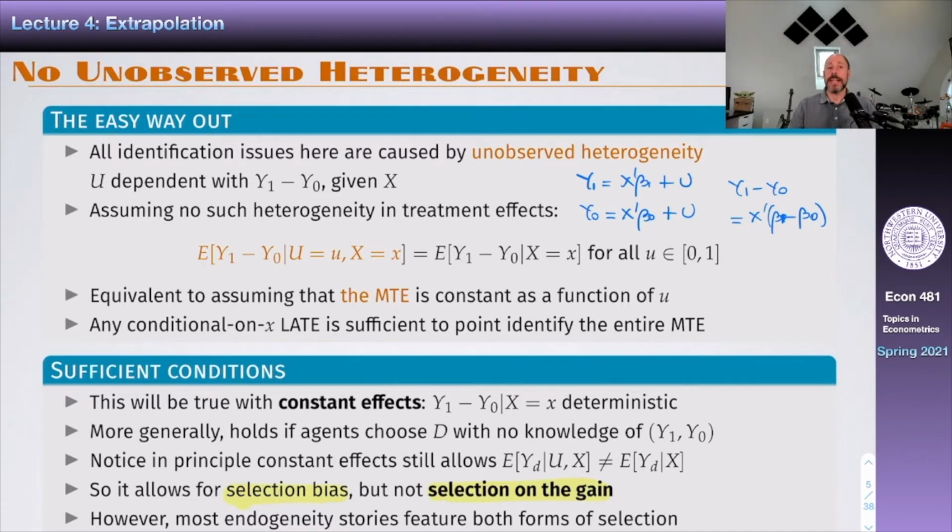So conditional on x, that's going to be deterministic, right? Still different. There's heterogeneity, but the heterogeneity is, as we said, observed heterogeneity. But this is a feature of just adding the same u on both equations.